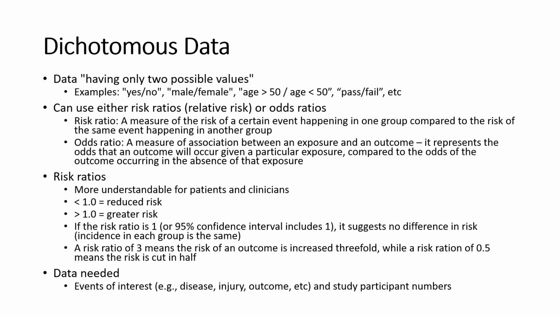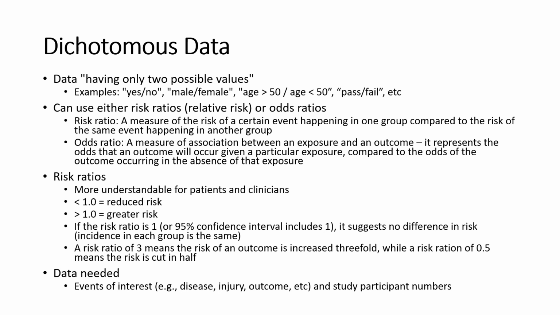of interest occurring. And if the risk ratio is exactly 1, or if the 95% confidence interval includes 1, that means that there is no difference in risk, meaning the incidence in each group is likely going to be the same. And just to take the interpretation of that a little bit further, if we look at a risk ratio of, say, 3, that means that the risk of an outcome is increased threefold in the individuals who potentially have that particular outcome of interest. And if the risk ratio is 0.5, that means that the risk is cut in half in the group that we're interested in. And so, again, depending upon where the risk ratio falls in relation to 1, that's going to tell us if there's either a reduced or an increased risk.